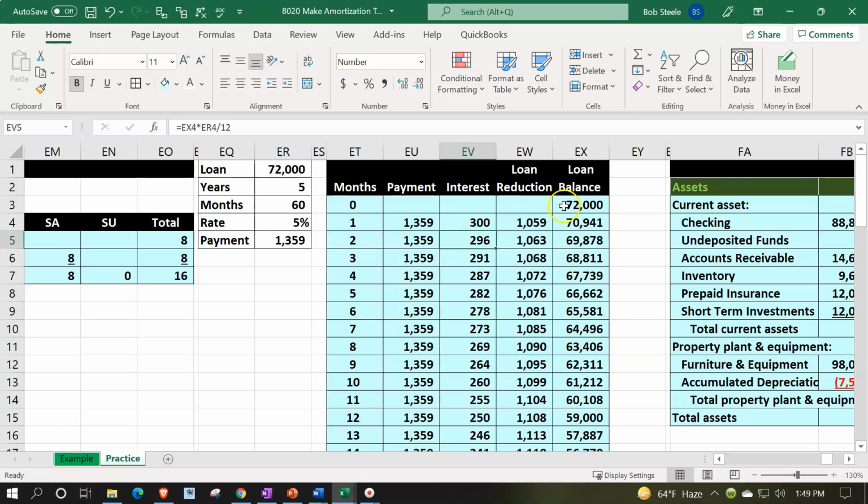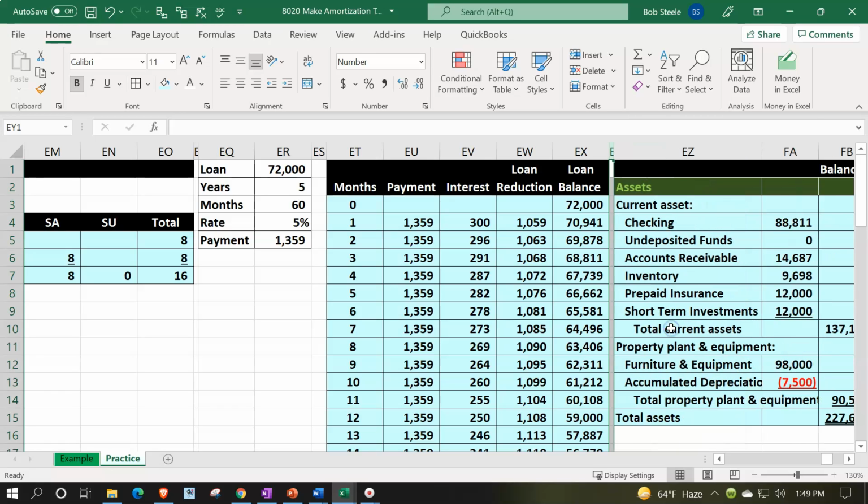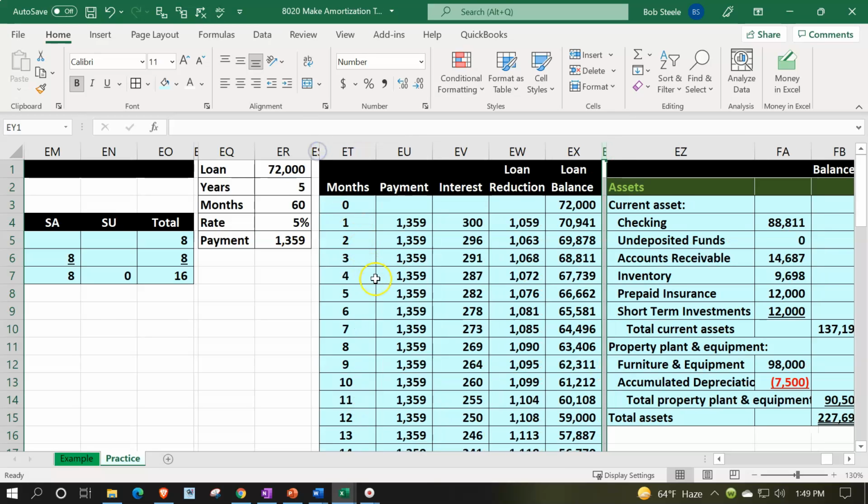And then I don't need this column. I'm going to put my cursor on it, right click, and just delete it. So we don't need that. And then this one could be a little skinnier maybe. That looks pretty good. So now we're going to record the transaction next time based on this amortization table.